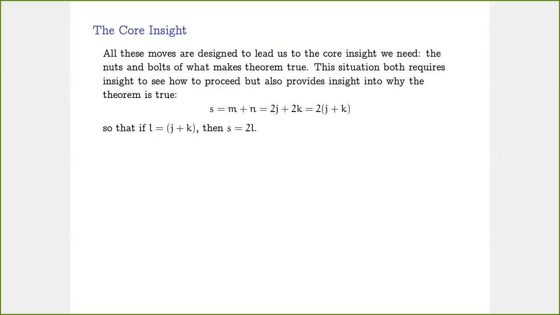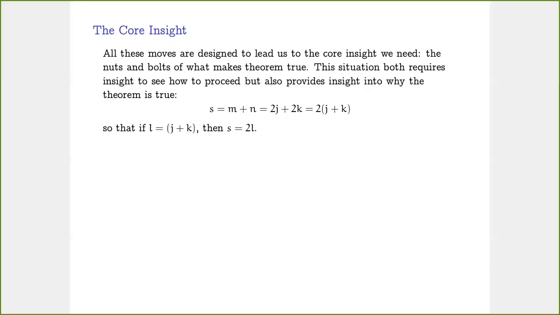So S equals M plus N, that's our definition of S. Then because M and 2J name the same number, we can replace M with 2J, and because N is equal to 2K, we can replace N with 2K. And then because we know the integer properties hold, we can factor out the 2 using the distributive property of multiplication over addition to get that S equals 2 times J plus K.